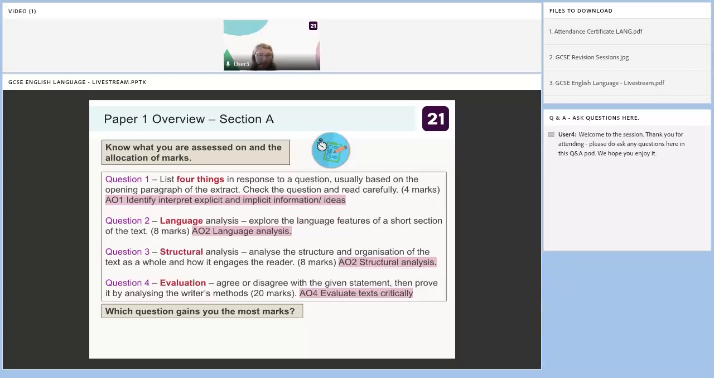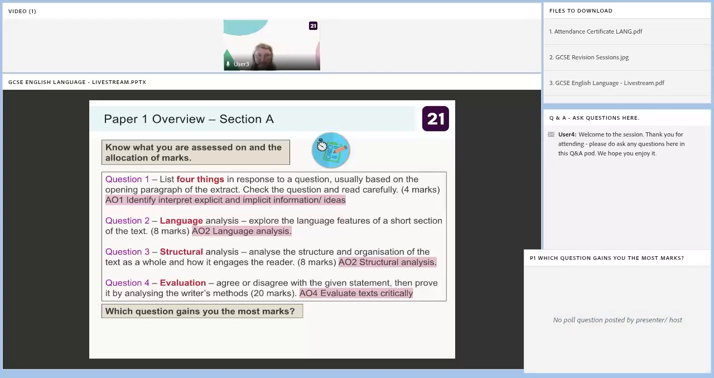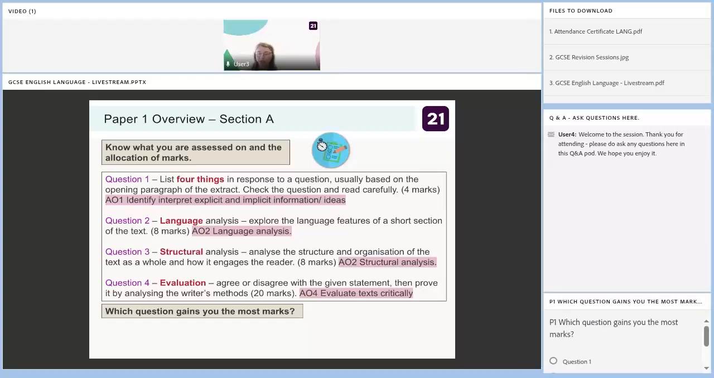So question 1 is 4 marks, and for question 1 you have to list 4 things. Question 2 is language analysis, and we're going to look very briefly at question 2 in this session. Question 3 is analysis of structure, and we're going to briefly look at that question today as well. And then for question 4, later on I am going to show you an example answer.